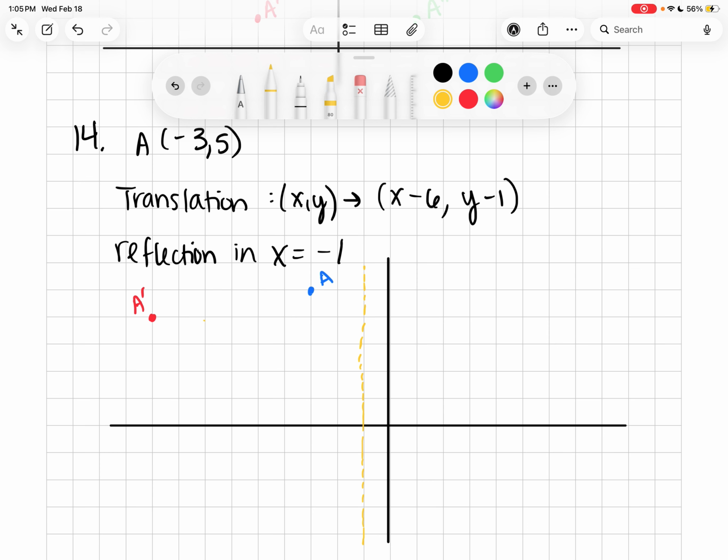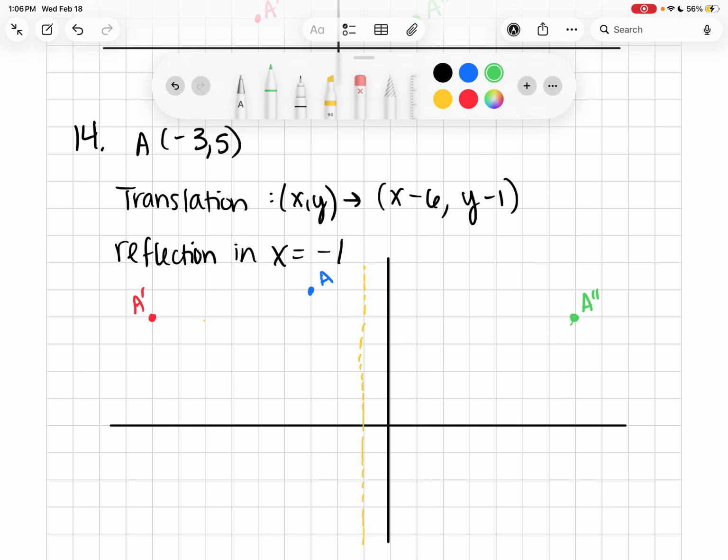So this is, okay, so distance away here. 1, 2, 3, 4, 5, 6, 7, 8. So I'm 8 away on this side. So that means I need to go 8 away on this side. So 1, 2, 3, 4, 5, 6, 7, 8. So that means I have a point there. It doesn't change the y value. This is just like if it was over the y-axis. This is just over the line x equals -1. So this would be a double prime.